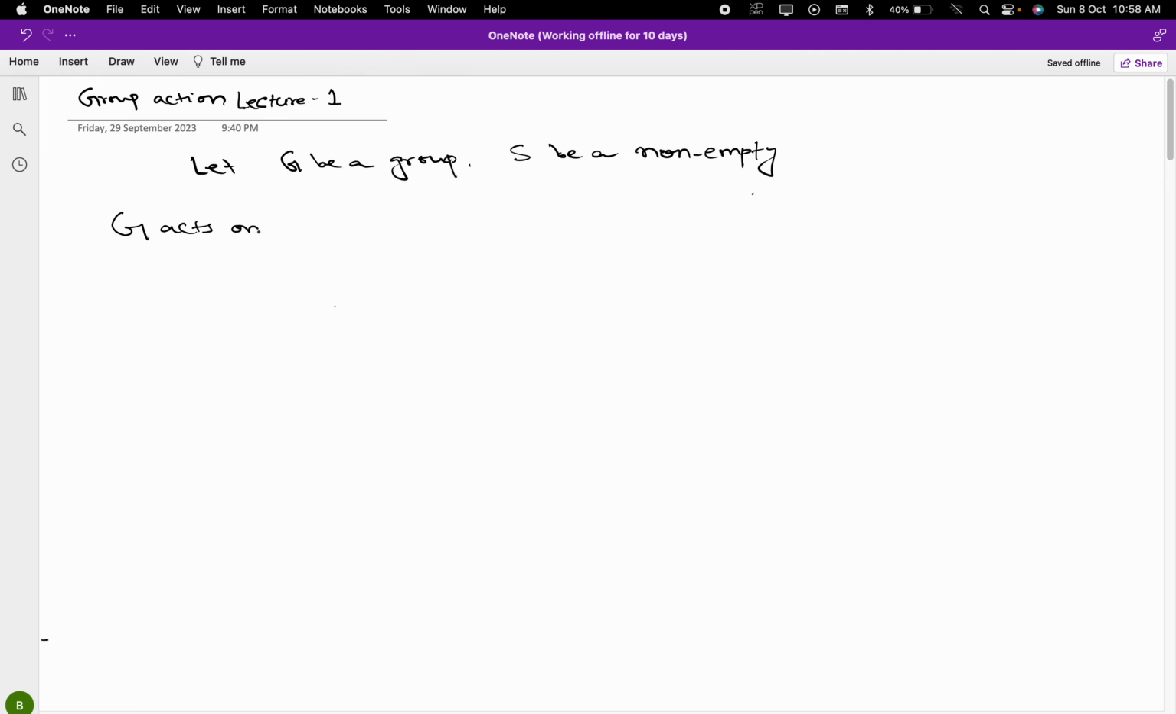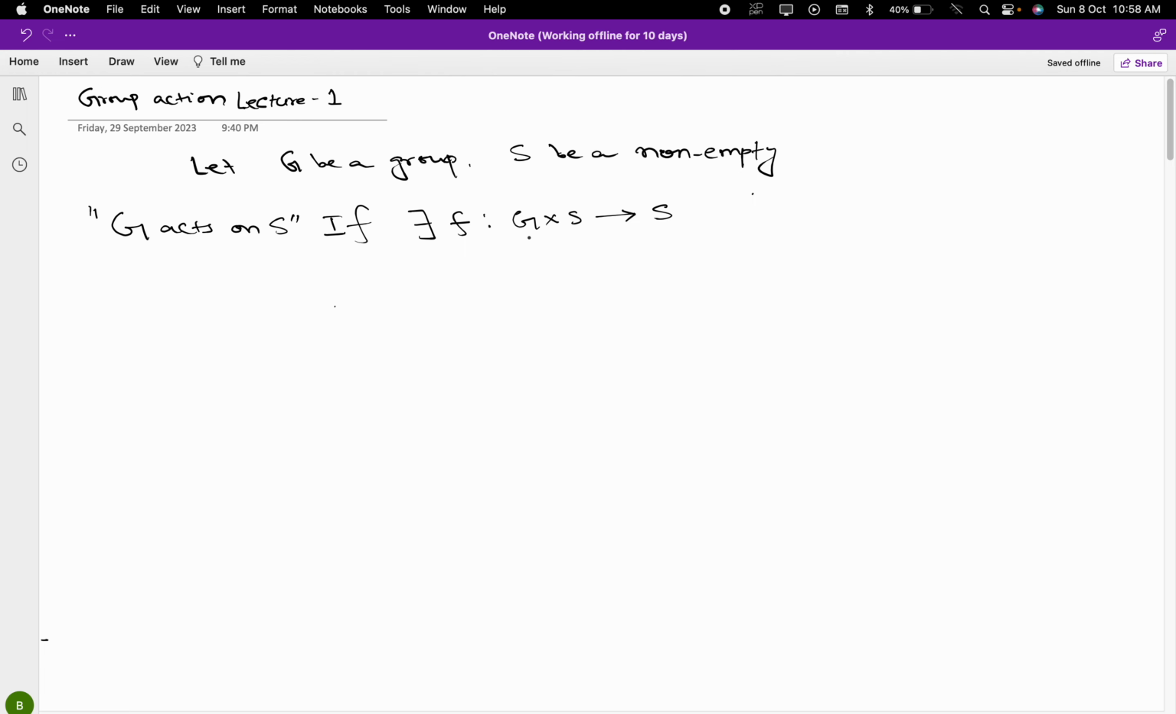We say G acts on S if there exists a function f from G cross S to S. Not only a function, but a function with a special property. So we say G acts on S if there exists a function f from G cross S to S, and we have some properties.